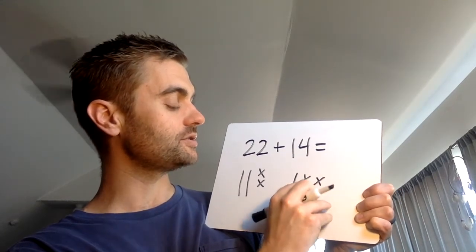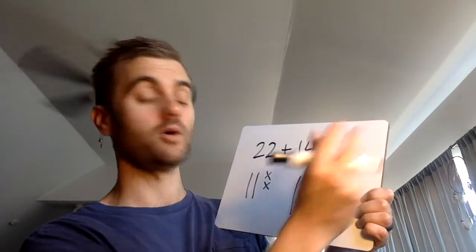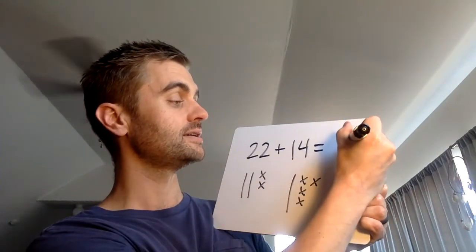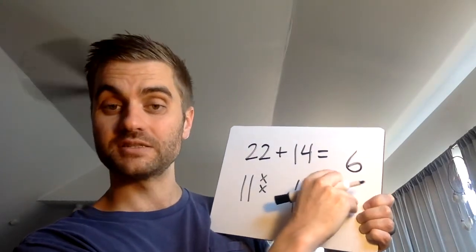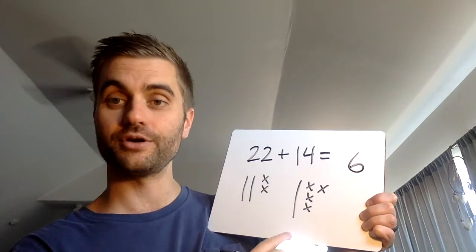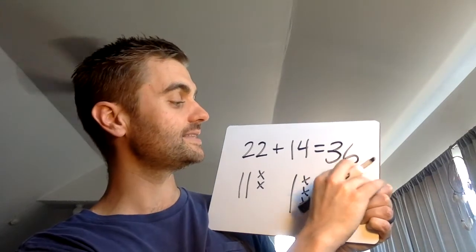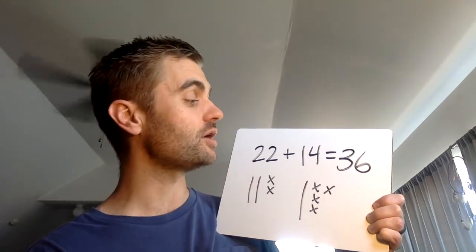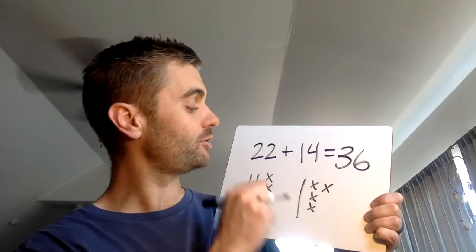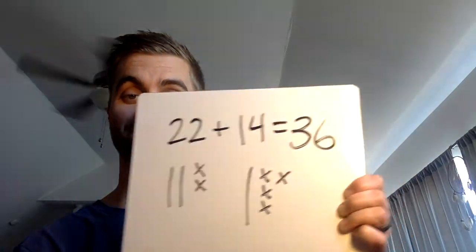Let's see, we've got 1, 2, 3, 4, 5, 6. I did it backwards, but that's okay. So we've got 6 ones. 1, 2, 3, 4, 5, 6. 6 ones, and I leave a little space for my tens. Now let's count the tens. 10, 20, 30. Looks like I have 3 tens. So we've got 3 tens and 6 ones. So our total is 36. If we read the whole thing, it says 22 plus 14 equals 36. All right, I think that's enough to get started with your problem set today. So good luck.